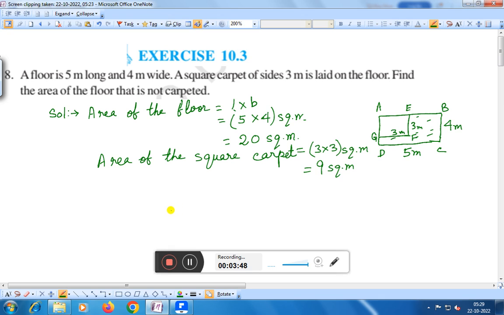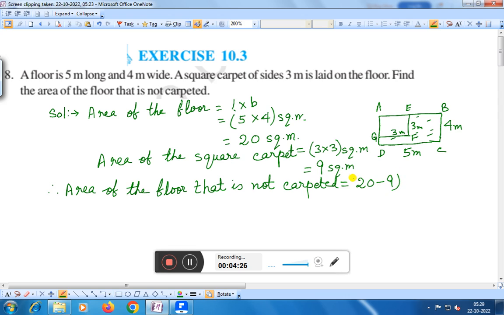Therefore, area of the floor that is not carpeted is equal to, you have to subtract this, that is 20 minus 9 square meter, and that comes to 11 square meter. That is the answer, right?